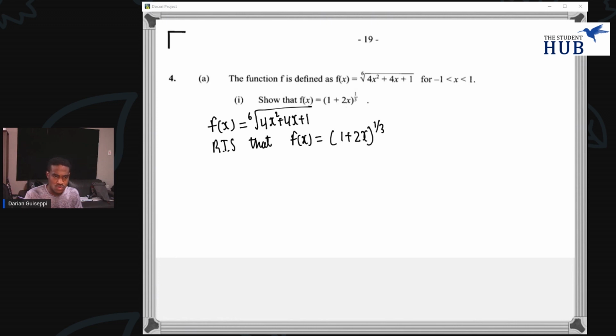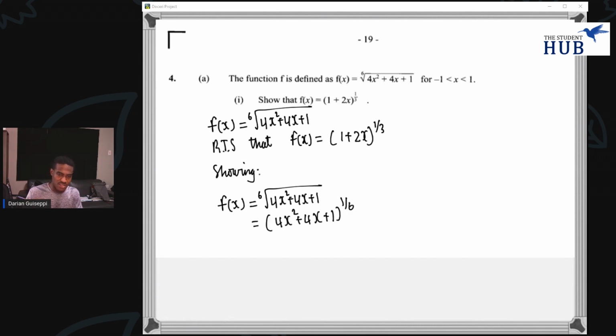So what I would do is this, right? F of x is the same as the 6th root, right? That function being raised to the power of the 6th root is the same as it being raised to the power of 1 on 6, right? So that's that. Okay, cool. But this here is the original function. This is the function they want us to convert it into. This has 3 terms. This has 2 terms.